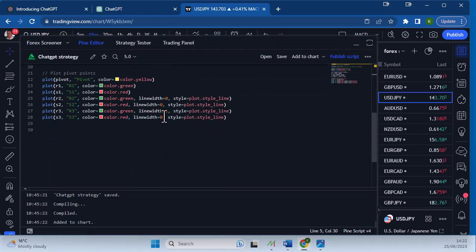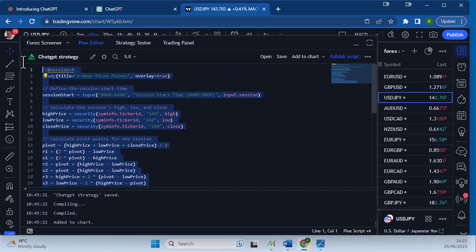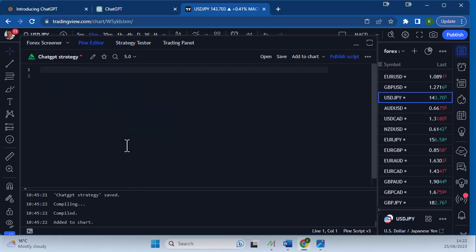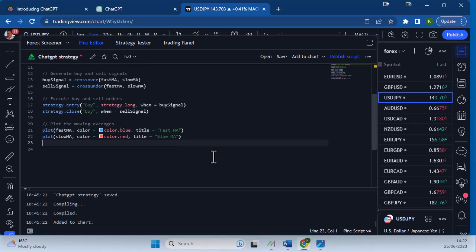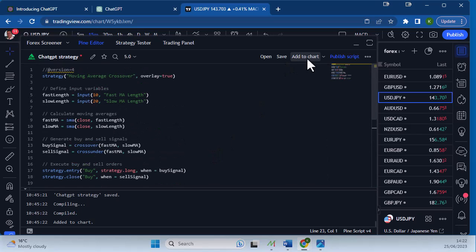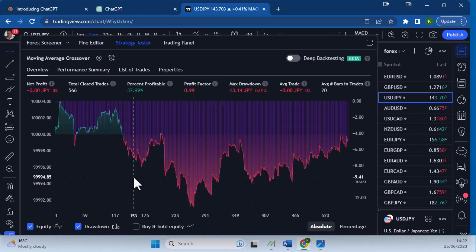Now, I've been messing around with this, so I've got the Pine Editor ready to go. Now I've got a 4-hour study on there at the moment, so I'm just going to delete that. Now I'm going to cut and paste the strategy I was just being given, and then pop add to chart. Now what it did at the bottom there, you can see it's compiling, and here's the strategy. Now it's on the US dollar yen.